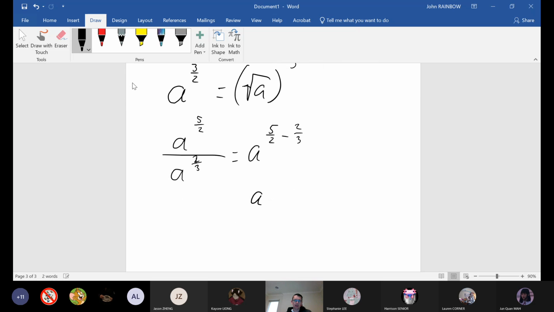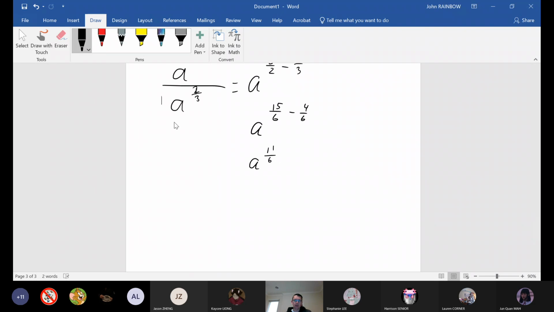Now we just treat this the same way as we do with fractions. We've got to find the common denominator. So that is going to be 15 on 6 minus 4 on 6. That is a to the power of 11 on 6. And if it was a number, it would be the 6th root, but you'd leave it like that. If it was a number, though, you could definitely simplify it. So there's a few of these extra other power ones that we do.